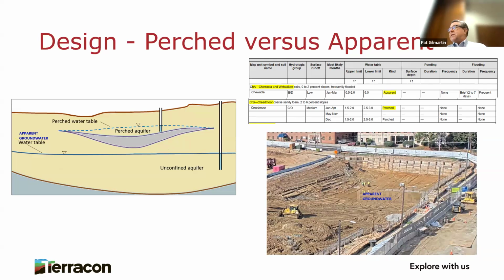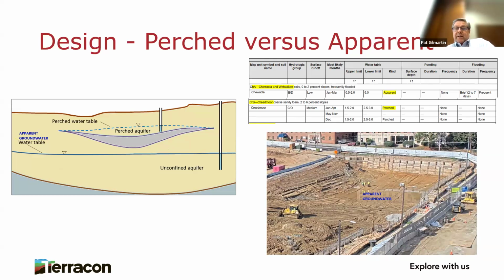Keep in mind, perched conditions can be seasonal. Sometimes it's perched in the winter. You go out in the summer, you don't find perched water, same spot. An excavation in a perched water table won't necessarily fill up with groundwater and stay wet, but one in the apparent water table probably will, like that example from the construction excavation in downtown Raleigh that I'm showing you there, which is under construction right now.